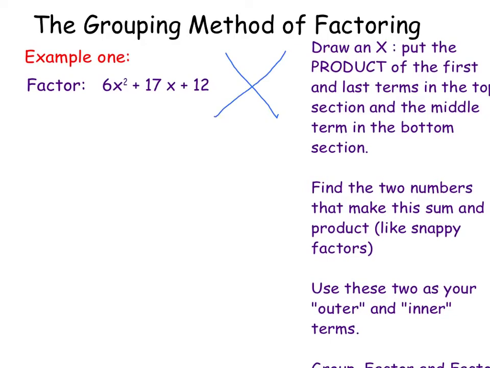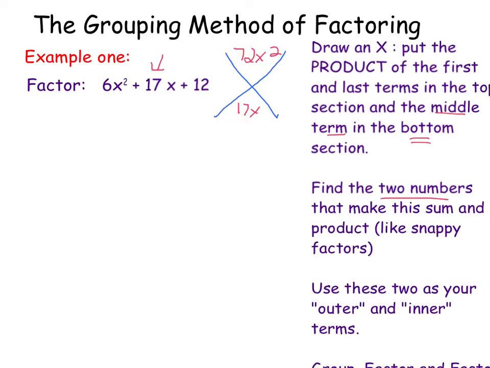Okay, then you're going to put the product of the first and the last terms in the top section. So if we multiply 6x squared times 12, we come up with 72x squared. And then we're going to put the middle term in the bottom section. So here's my middle term, so I'm going to put it in the bottom section. After this, and I told you to train your brain, because now you're looking for the two numbers that make this sum and add to this, just like snappy factors.